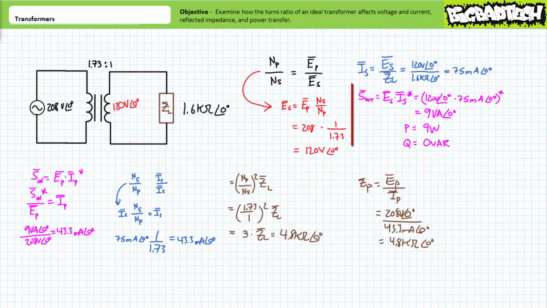The power equations demonstrate that this load will experience 9 volt amperes of apparent power, all of which is being directed towards 9 watts of real power, and none of it towards a reactive interchange, given this is a purely resistive element.